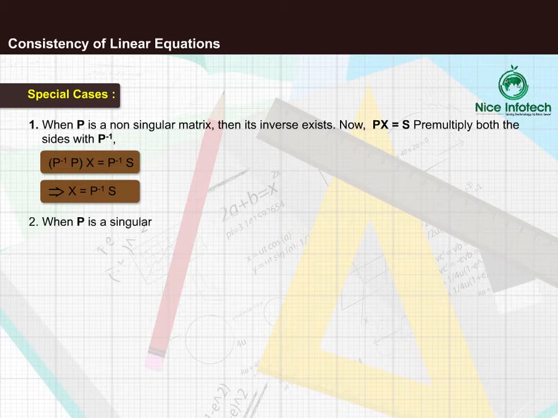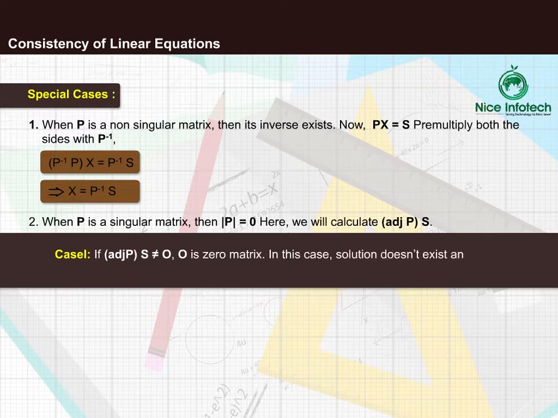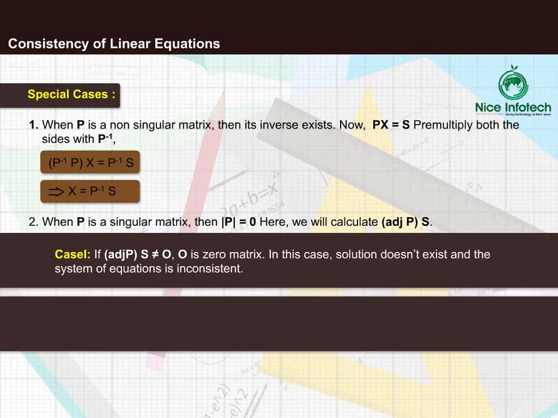Second, when P is a singular matrix, then the determinant of P is 0. Here we will calculate adjoint P times S. Case first: if adjoint P times S is not equal to O, where O is the zero matrix, in this case the solution doesn't exist and the system of equations is inconsistent.